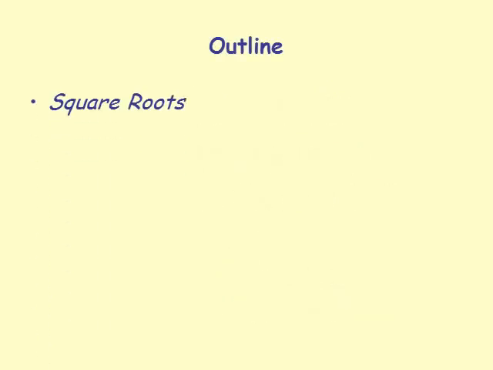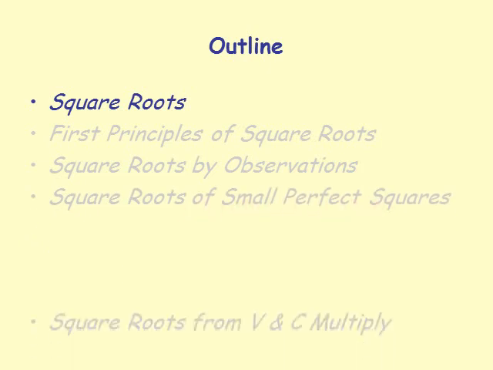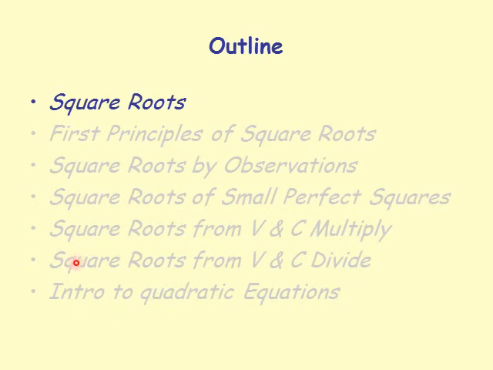Okay, let's look at the outline. Square roots: we will discuss what square roots are. Then we'll look at first principles of square roots. Then we'll go through square roots by observation, square roots of small perfect squares, square roots from vertically and crosswise multiply, and square roots from vertically and crosswise divide. Then we'll introduce quadratic equations and see how they relate to square root problems.